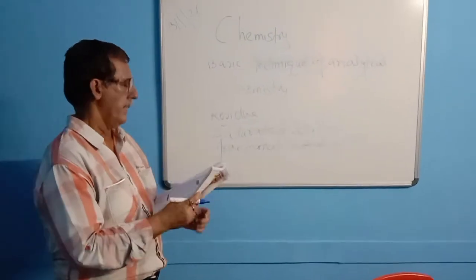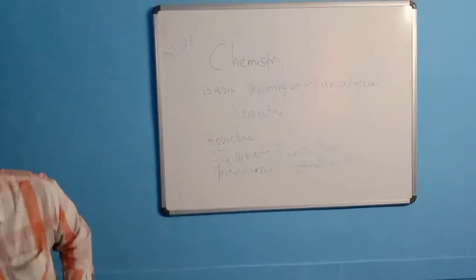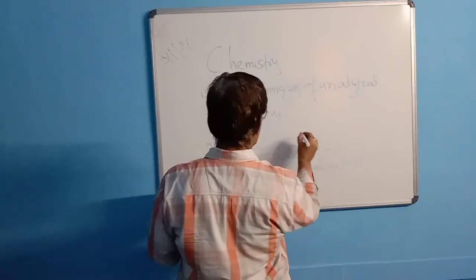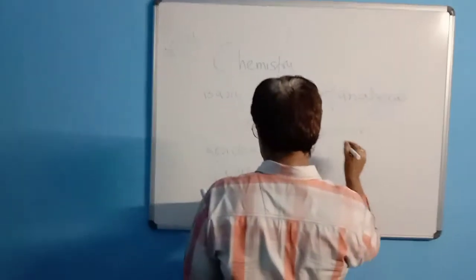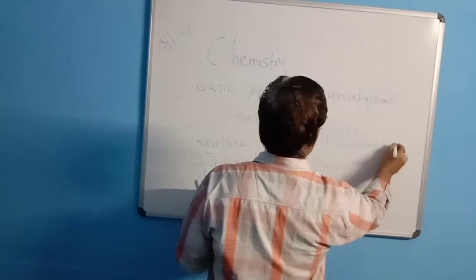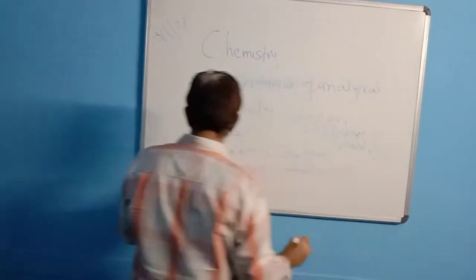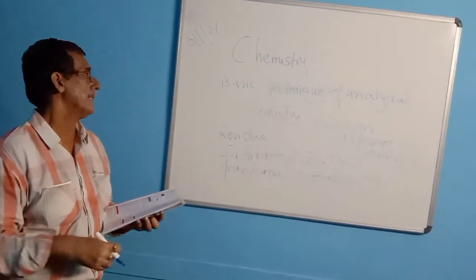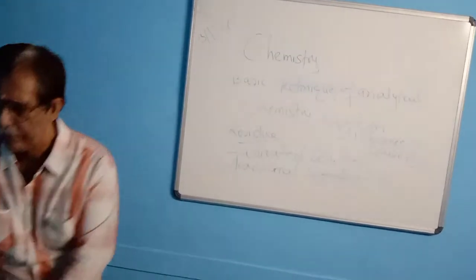Now we will discuss the principle of fractional crystallization. The principle of fractional crystallization says that it is based on the difference in solubility of two or more substances in the same solvent. The least soluble substance crystallizes first and the most soluble substance crystallizes last.